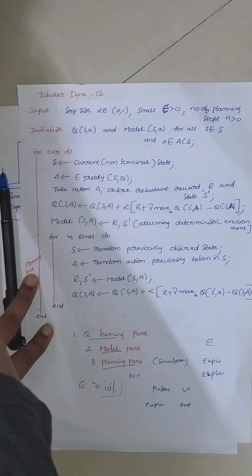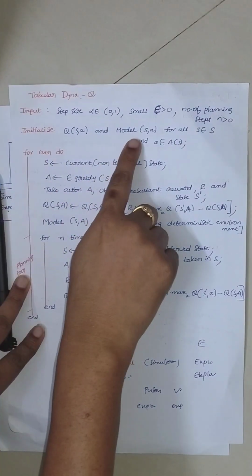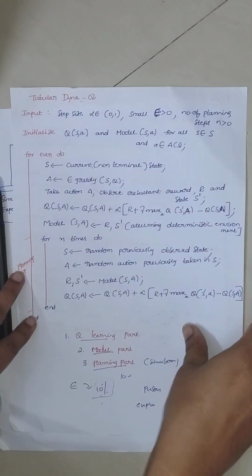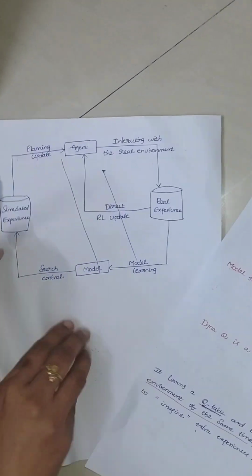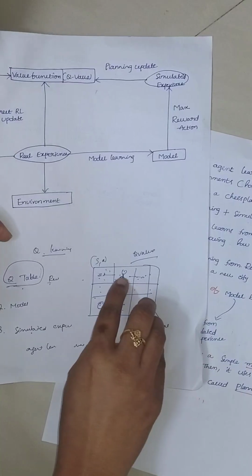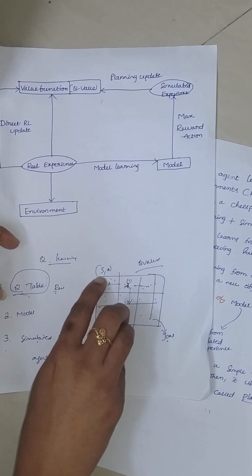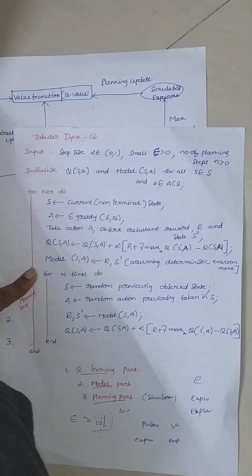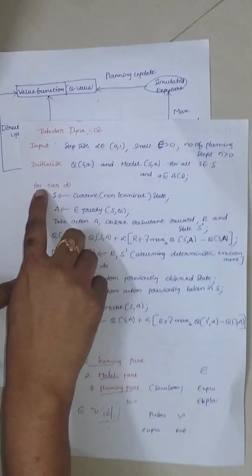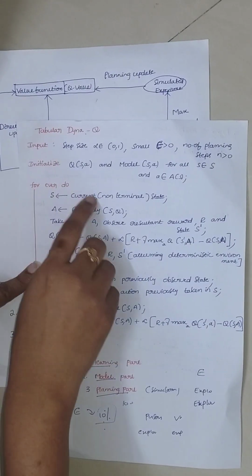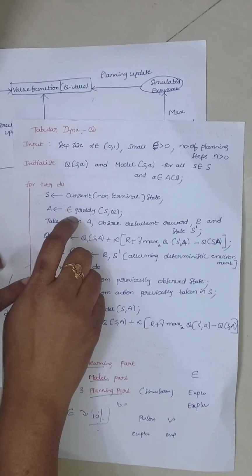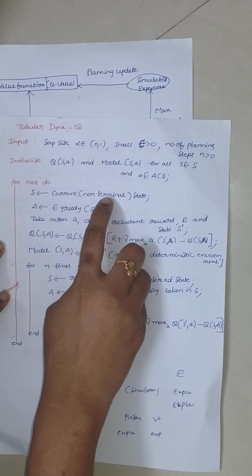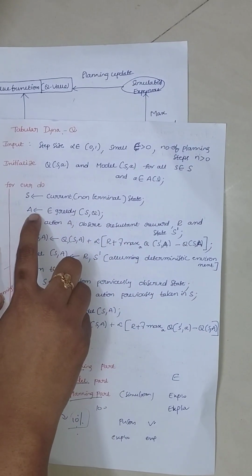Now the initialization is the Q value, then the model. So the model means we store the current environment. What happens if it is in this state, by taking this action it is moving. So we model the entire environment. Now after that, forever do, which means it runs continuously till it converges. So now the first one is S, the current non-terminal state. We know S means the current state. A means we know, action.